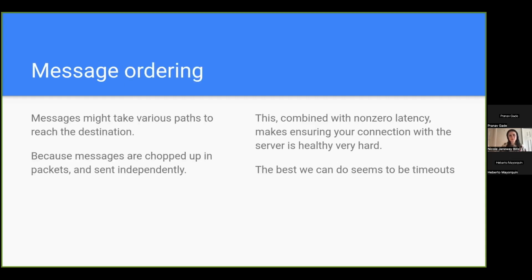Now, the other problem we need to worry about is message ordering. Messages can take various paths to reach the destination, because messages can be chopped down into packets and they can take various network cables and routes and so on.